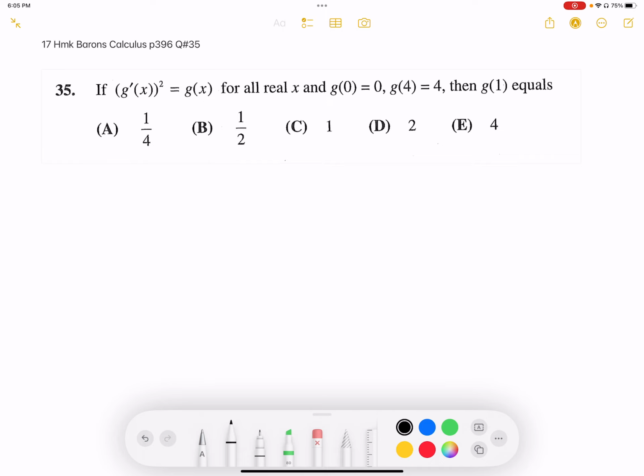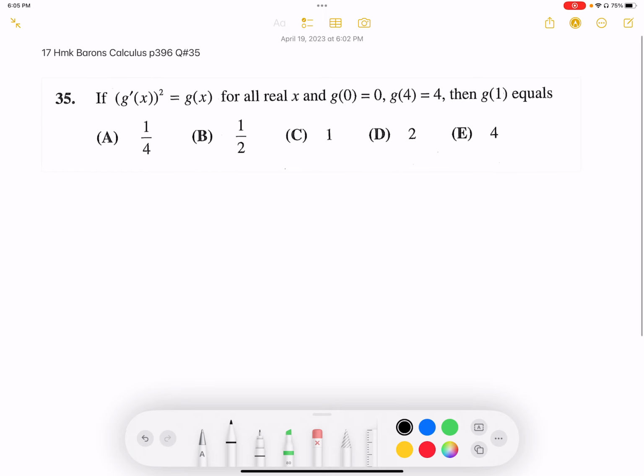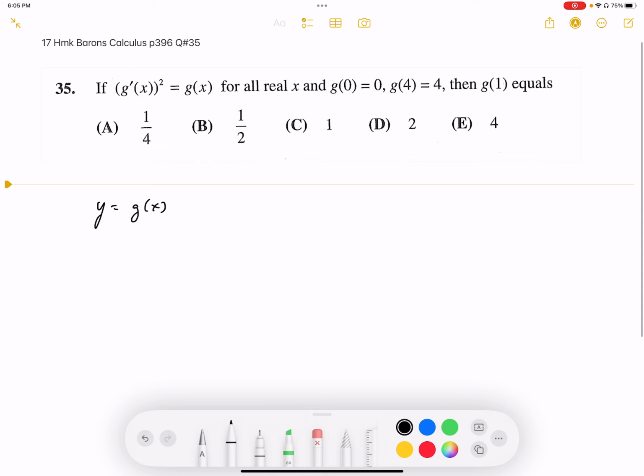Okay, and the way we do this is we can express g prime as a differential equation. So let's say y is equal to g. And that means then that dy by dx is equal to g prime. And then we end up with this expression of dy by dx all squared, which is g prime squared, is equal to y.